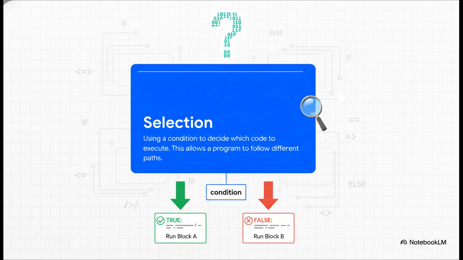And here it is, the big answer. This whole decision-making thing in programming is called selection. It's really all about testing a condition, asking a sort of true or false question. And depending on that answer, the program knows which path to go down, which chunk of code to run next.